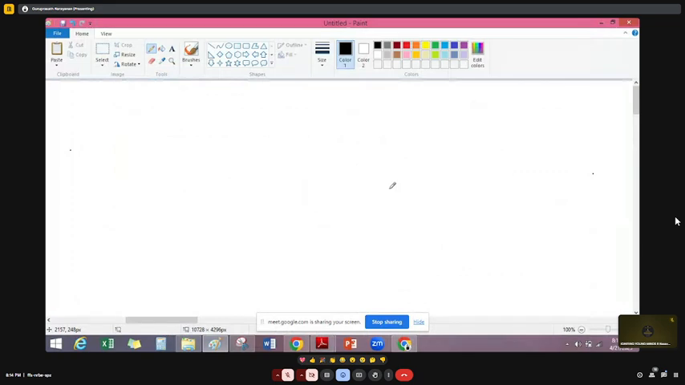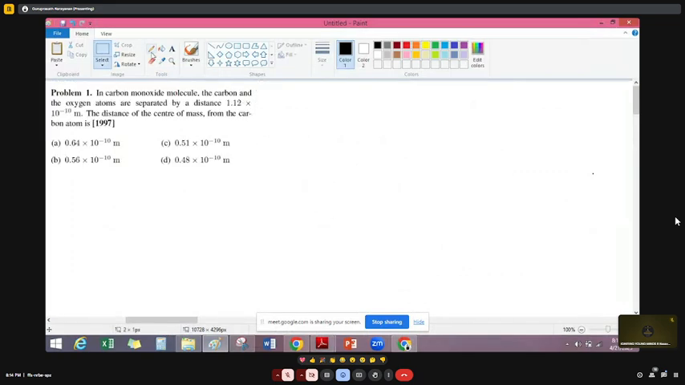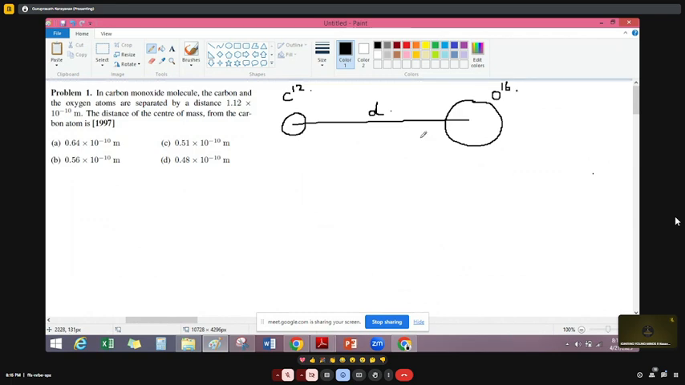So let's do a few of the problems, easy ones, and then we can progress to a little more difficult ones. In a carbon monoxide molecule, the carbon and oxygen atoms are separated by a distance. Okay, so carbon is like this, oxygen is like this, separated by a distance d. I know that carbon is C12. Oxygen is O16, is that right? 8 plus 8, 16.